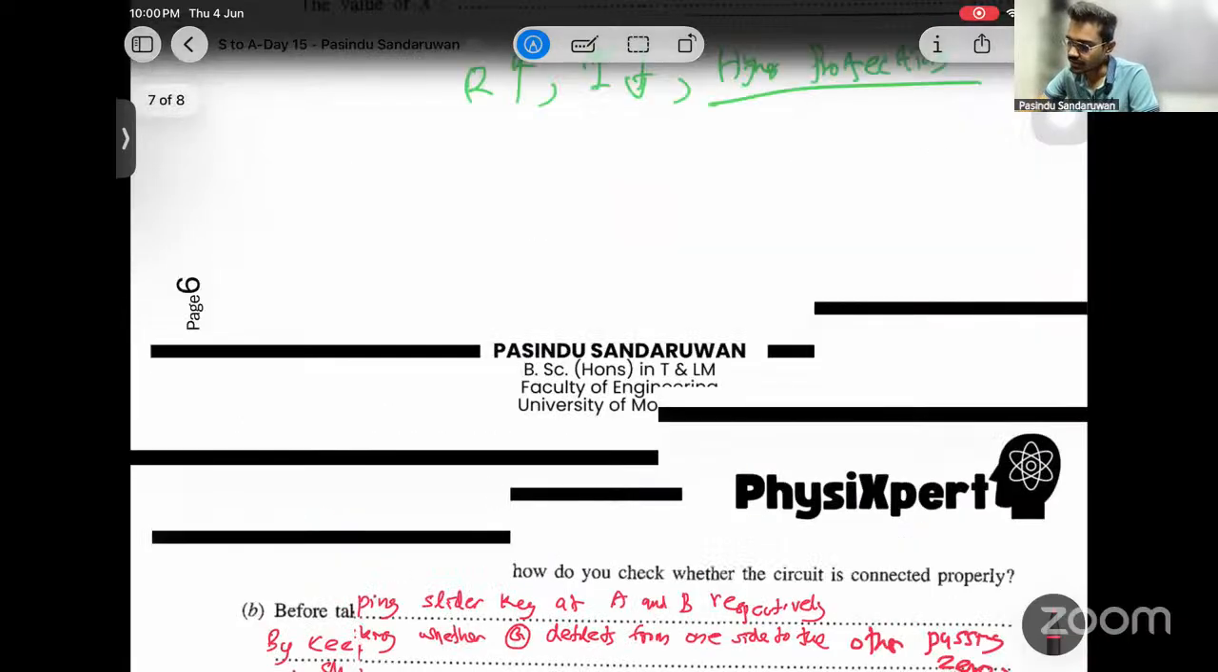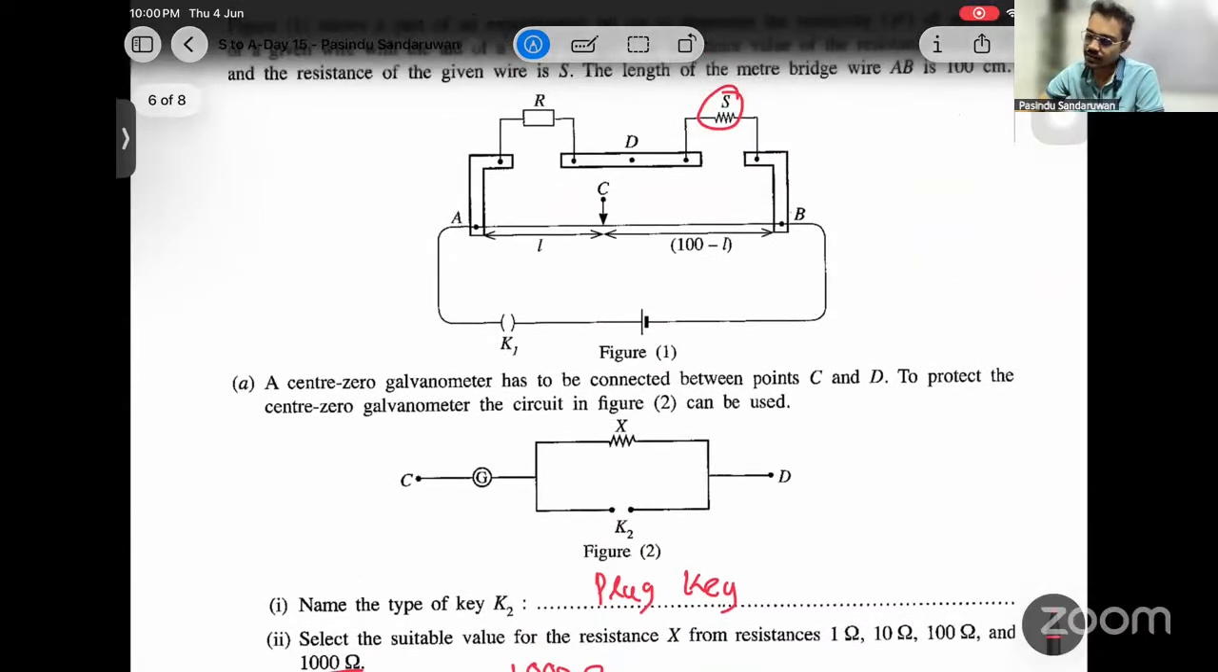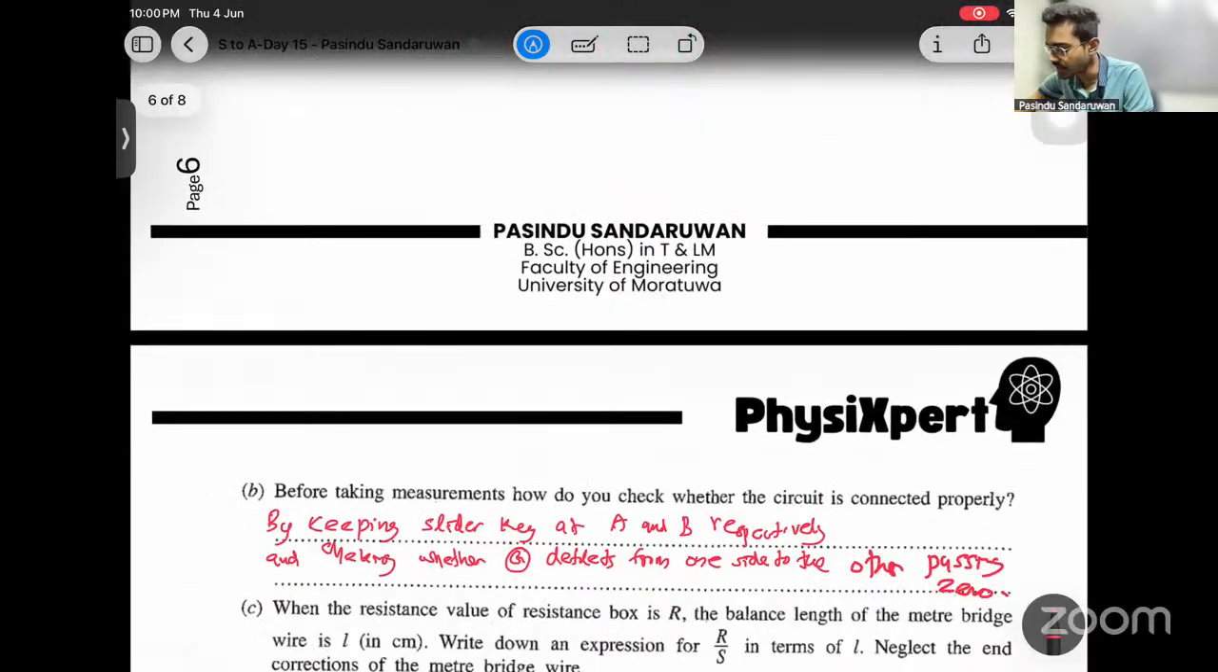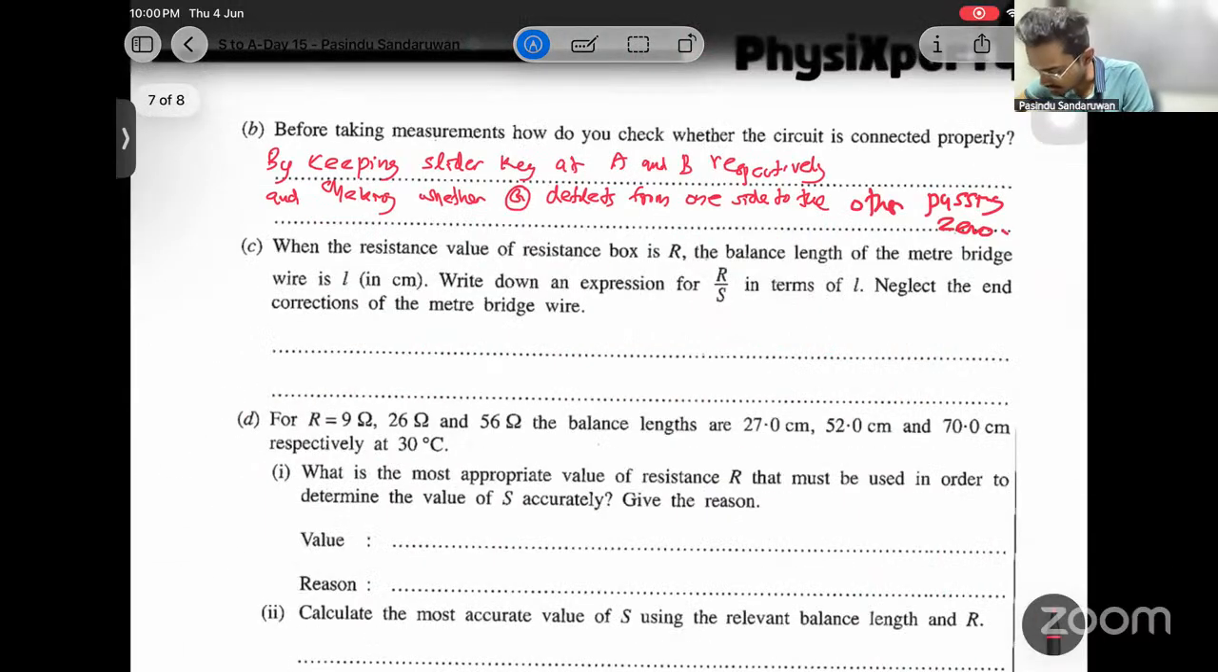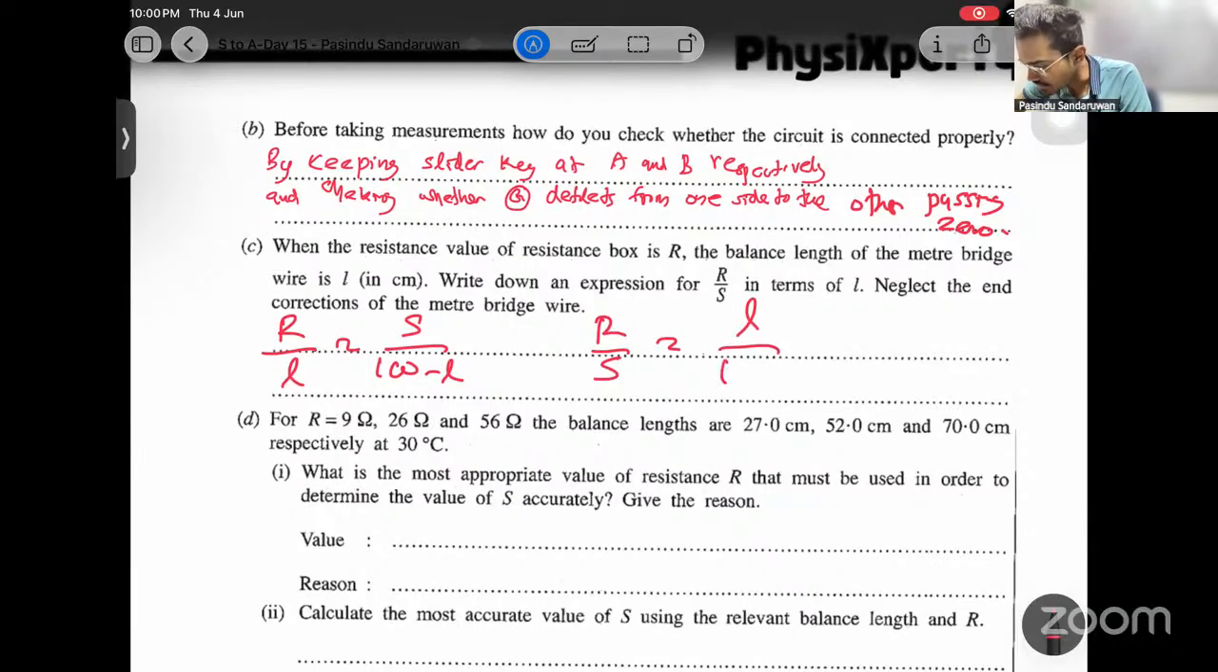Now the meter bridge is given as R to L, S to 100 minus L. Then the ratio is R over L equals S over 100 minus L. We need R over S, so make R over S the subject. R over S is given by L over 100 minus L.